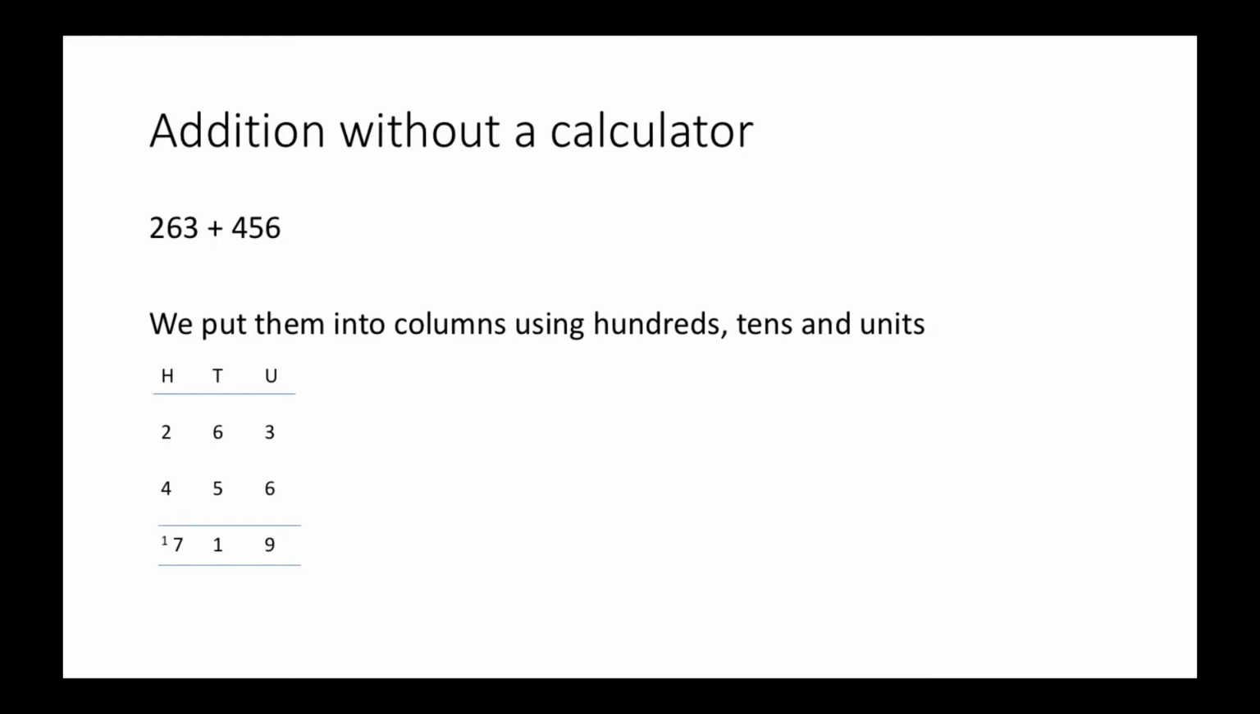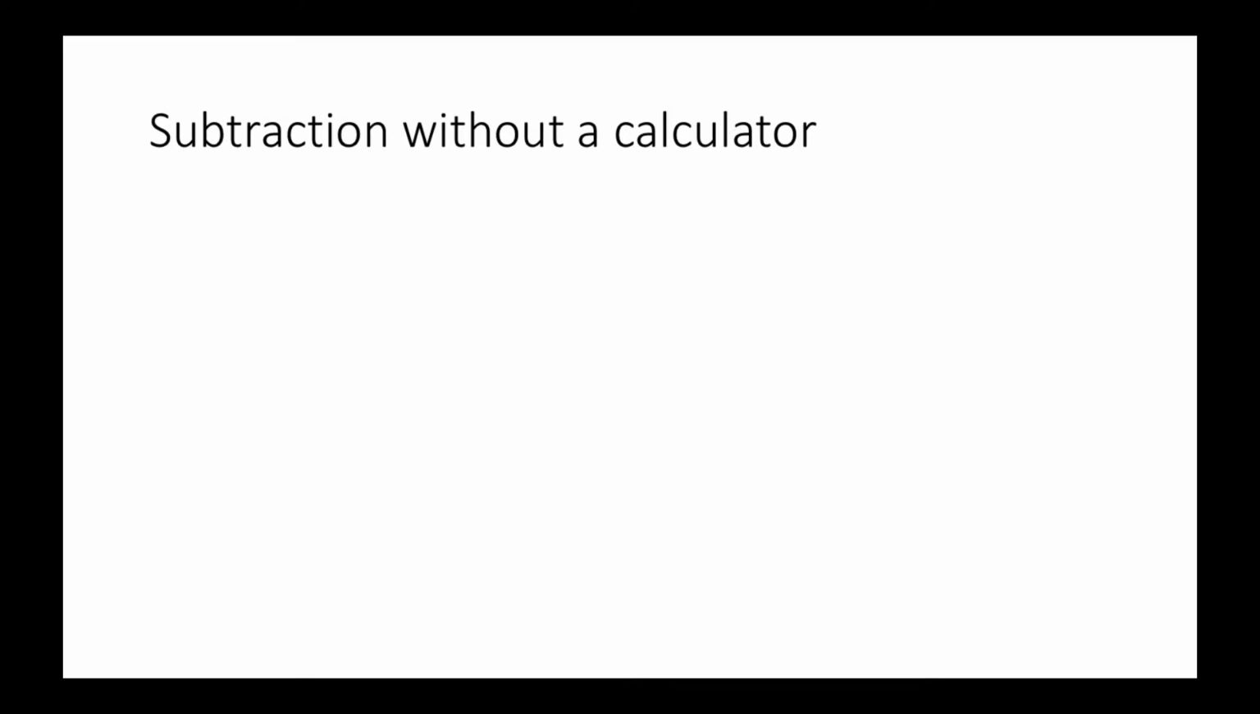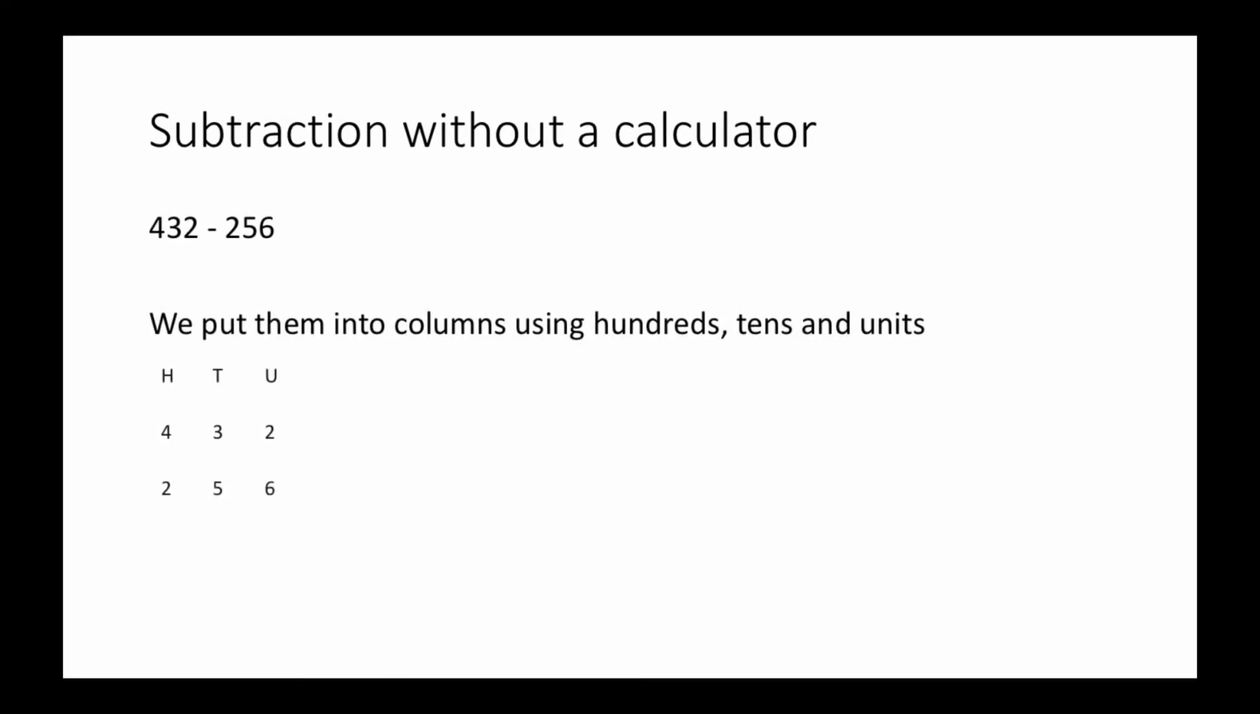Okay, the column method is nice and easy for adding, and I recommend that you use this way in your exams. If you want to do it in your head first, that's fine, but always check it using this method. So subtraction, again, it's laid out exactly the same, and this time we're going to do 432 take away 256.